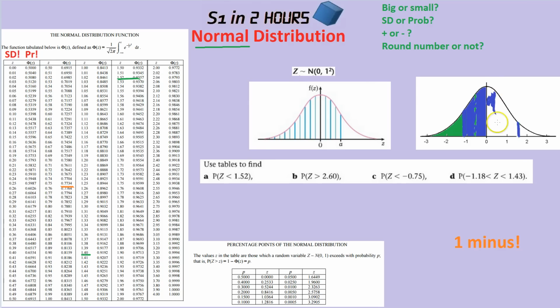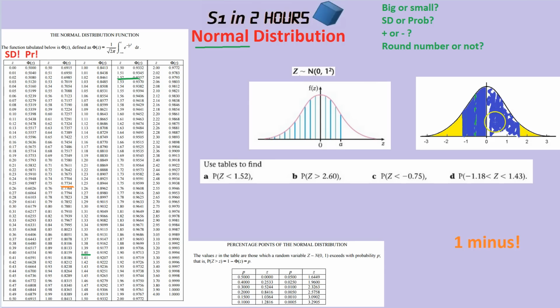Okay, how do you reckon we're going to find this blue area? Well, my strategy is going to be to find the area bigger than it. So this small area, let's see if I can shade that in yellow. That small area and this small area. And then everything under the graph adds up to what? Everything under the graph adds up to 1. So if I can find the two yellow bits, to get the blue bit, I'll just do 1 minus those two yellow bits. Now you're wondering, how do we find the yellow bit?